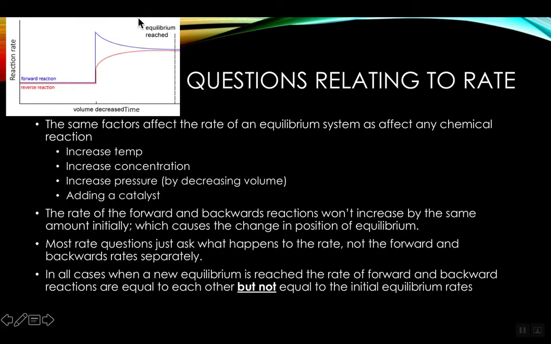In which case you've got to think about the graphs, and you've got to think about, well, which one is going to increase in rate more than the other? Because that's what's going to cause the change in position of equilibrium. So if you're getting a net forward reaction, then your forward reaction is going to initially increase more than the backwards, until they reach their new equilibrium where they're both at the same rate again.